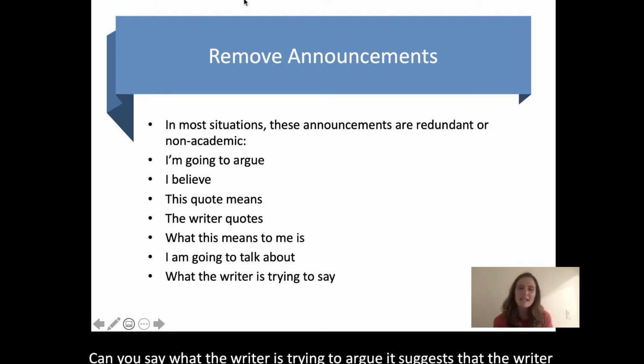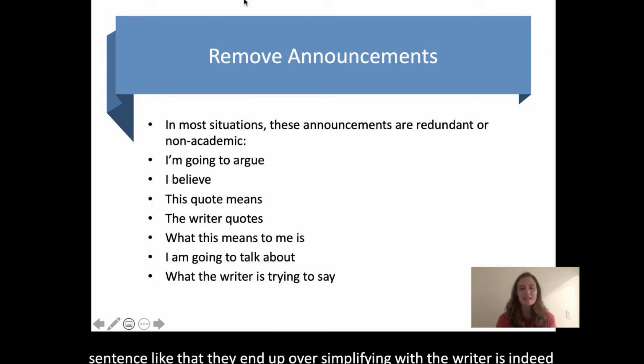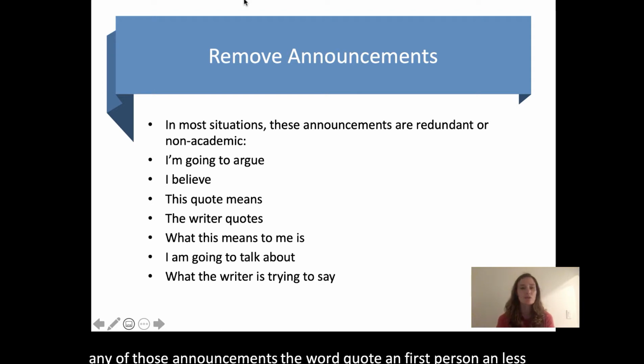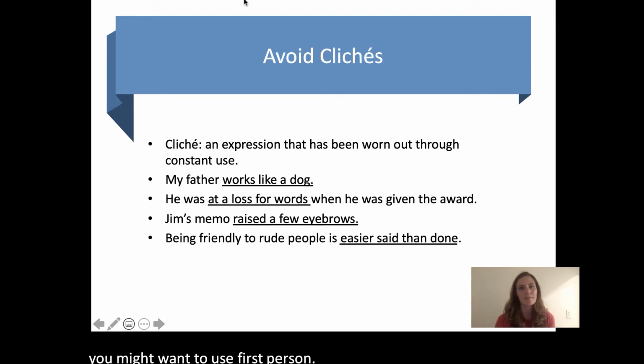And also a lot of times when students begin their analysis of a quote with a sentence like that, they end up oversimplifying what the writer is indeed trying to say and might be saying very effectively. So remove any of those announcements, the word quote, and first person, unless you're using a first person example, right? There are some cases when you might want to use first person, when you might use that choice, even in an academic scholarly essay, even in your research paper.